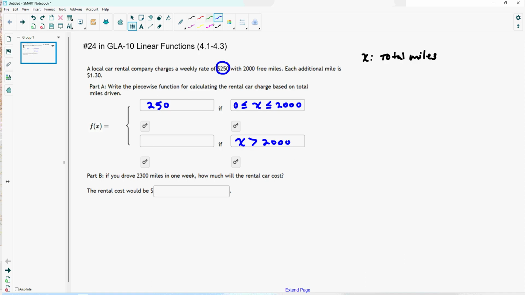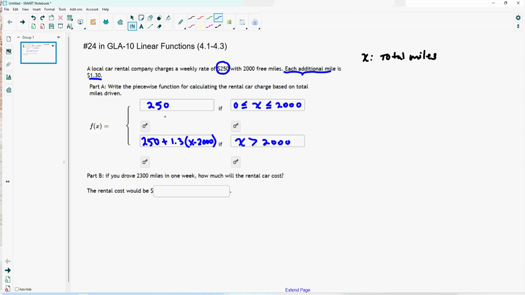And it will start at the 250 for those first 2,000 miles. And then we're going to be charged for each additional mile $1.30. So I'm going to have to add on a charge of 1.3 times the total number of miles driven minus 2,000. Now, how did I know that I had to do it like that?